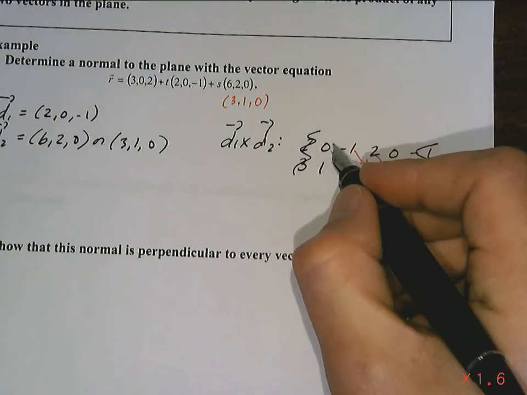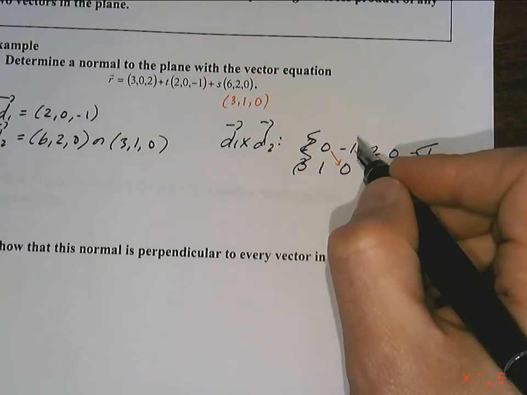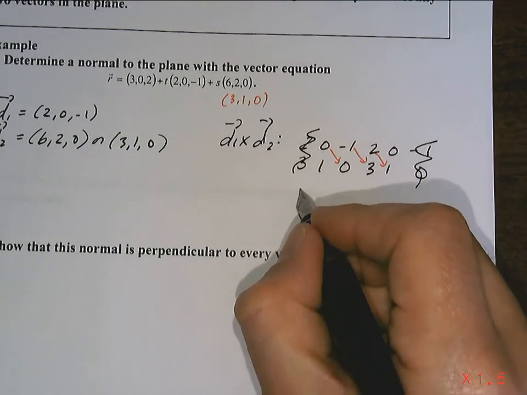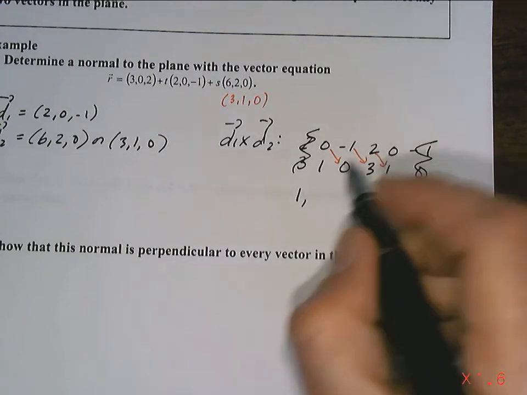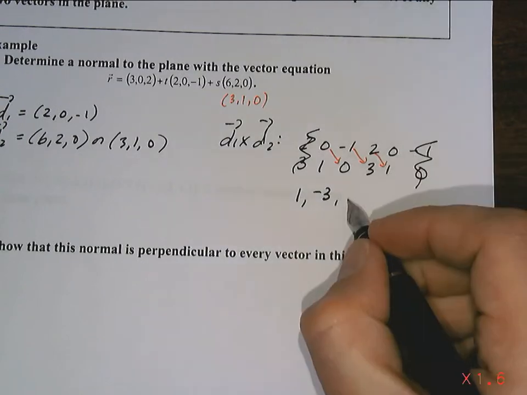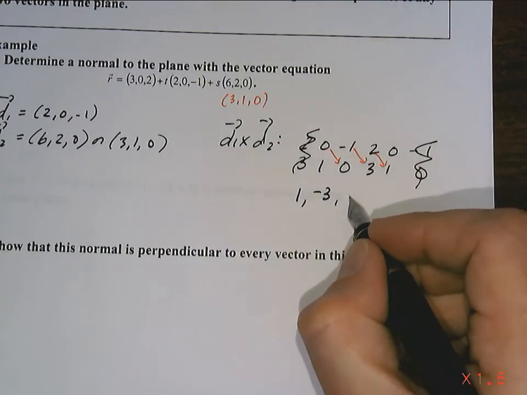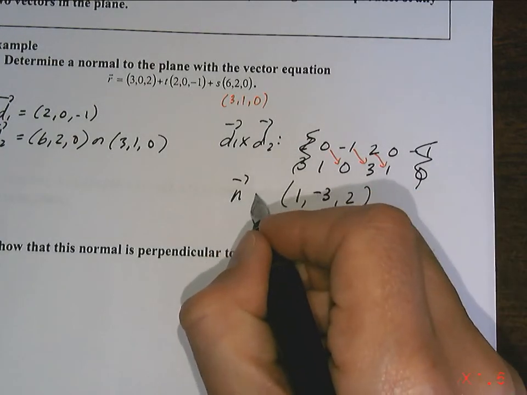So it's going to be 0 times 0 is 0. Subtract 1 times negative 1 is going to be plus 1. So it's going to be 0 plus 1, so I'll make it 1. This will be negative 3, subtract 0. So that'll be negative 3. This will be 2, subtract 0. So that'll be 2. And lo and behold, you have your normal vector.